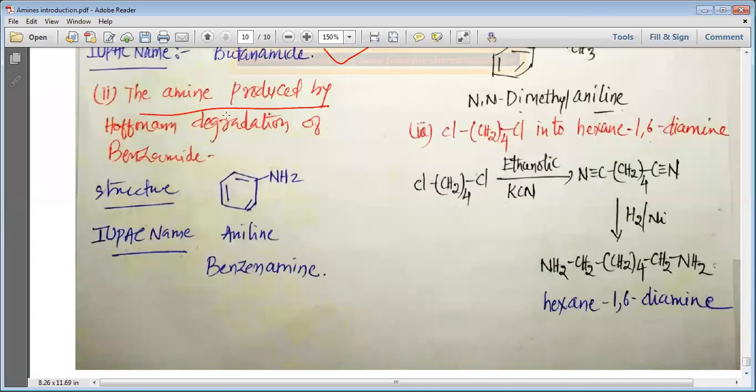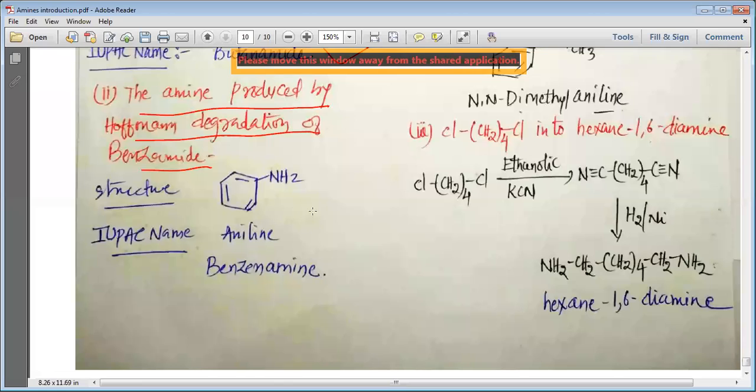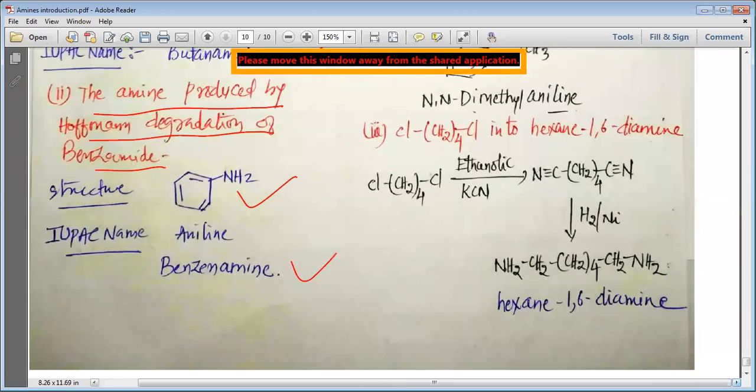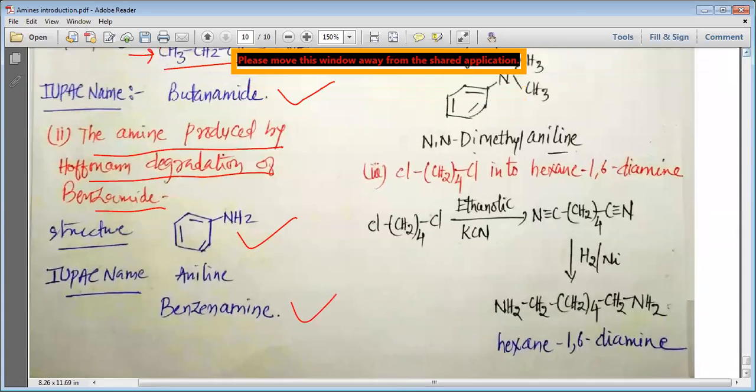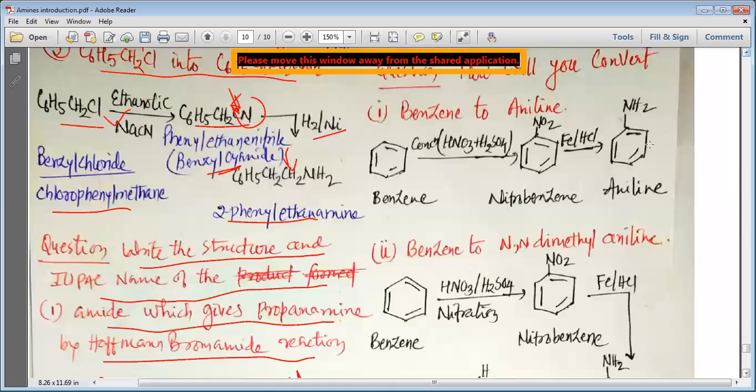The amine produced by the Hoffmann bromamide degradation of benzamide. So my dear students, we have already studied that benzamide on the Hoffmann bromamide reaction gives us aniline. This aniline is also called benzenamine. Let's understand a few more questions, my dear students.